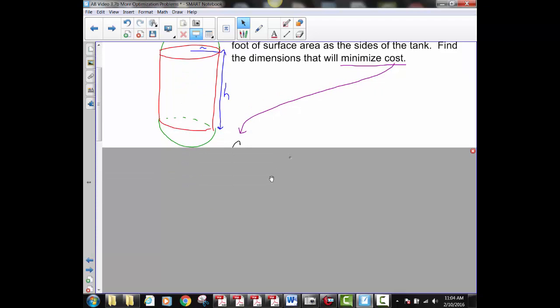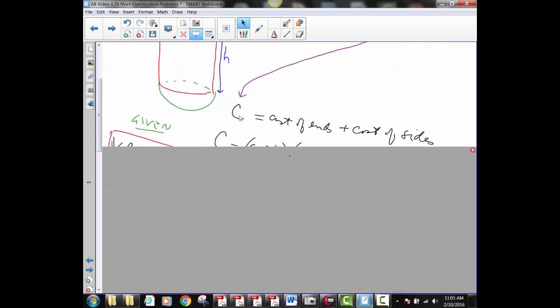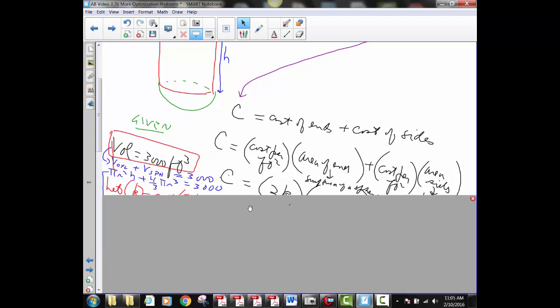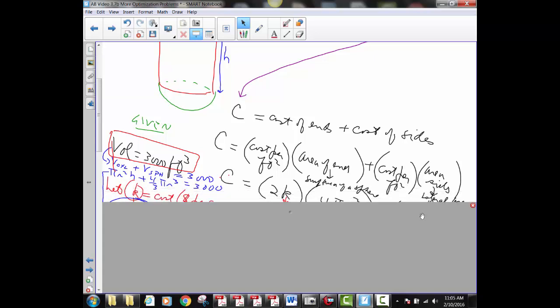So we want a minimum cost. So our function is going to start with C equals. Now, obviously, the cost is going to be the cost to produce the ends plus the cost for the sides, which is around the cylinder. Now, we don't know how much the cost per square foot is for each one. All we know is that the ends cost twice as much. So the cost of the ends will be the cost per square foot of the hemispherical ends times the area of the ends. And the cost of manufacturing the sides of the cylinder will be the cost per square foot of that material times the area of the sides combined.